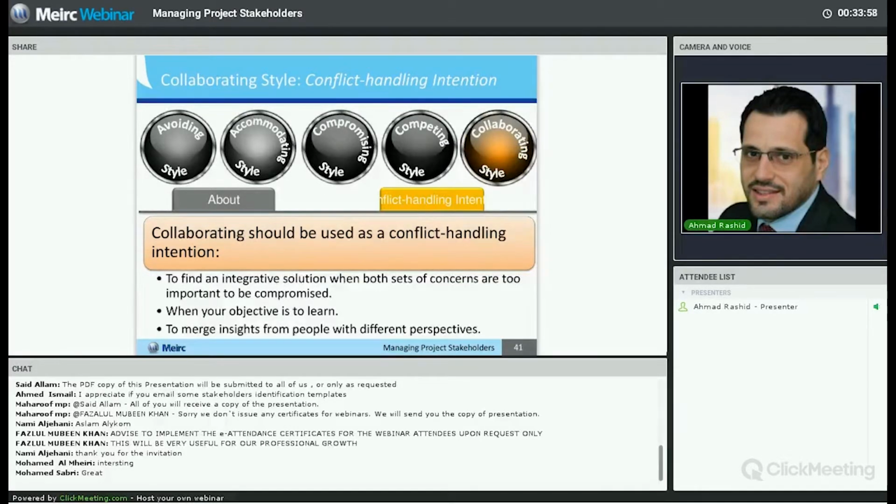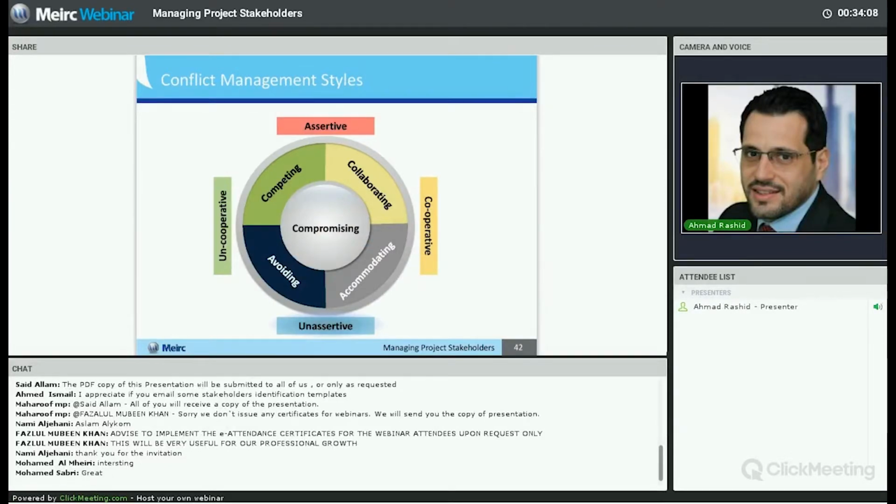And remember, it's all about integrating your views and other people's views. So this is where you use collaborating to find an integrative solution, and we use collaborating when the matter is important to all parties. The last slide before we start receiving your questions is just summarizing all of them.